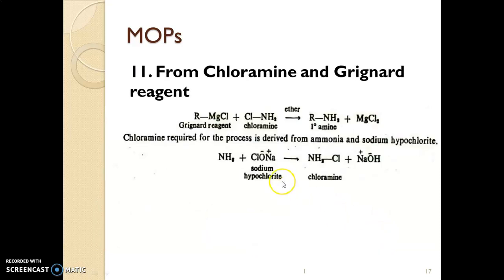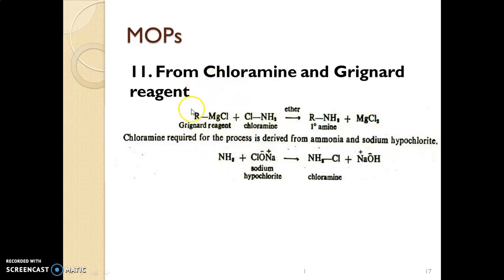Now next reaction is from the chloramine and Grignard reagent. So everyone knows Grignard reagent. The general formula for the Grignard reagent is RMgX, which on treatment with the chloramine, the formula is ClNH2, in the presence of ether produces the primary amine along with the byproduct of magnesium chloride. So here we can see the reaction.